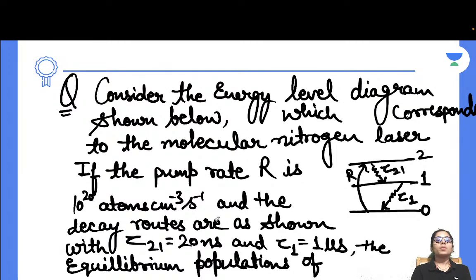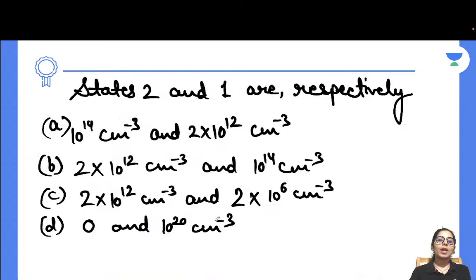So in this case, they have mentioned to consider the energy level diagram shown below. So that's what they have shown. 0, 1 and 2 levels are there. Then the pump rate and the decay rates from the two states, which correspond to the molecular nitrogen laser, are given. If the pump rate R is 10 to the power 20 atoms per centimeter cube per second and the decay rates are as shown with tau 2 equal to 20 nanoseconds and tau 1 equal to 1 microsecond, find the equilibrium populations of states 2 and 1.